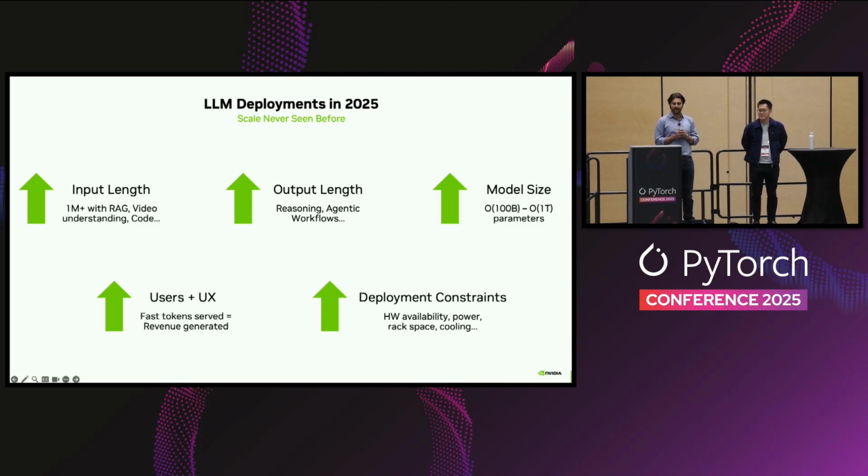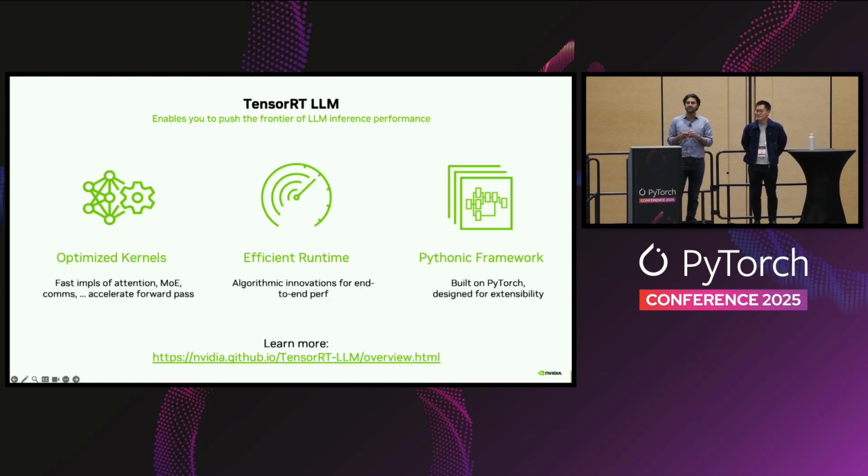For scenarios requiring peak intelligence, we often see that only models with billions to trillions of parameters can actually achieve the quality that's required. And now, while all of these trends show increasing scale for deployment scenarios, deployers always want to serve more users with more interactive experiences. And given a myriad of constraints on hardware availability, power, and rack space, deployers are asked to find ways to do more with less. For these reasons, we built TensorRT-LLM.